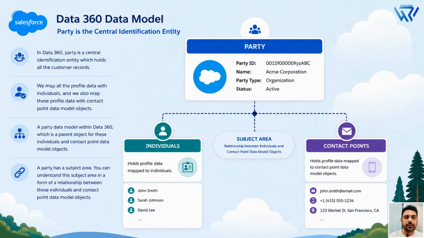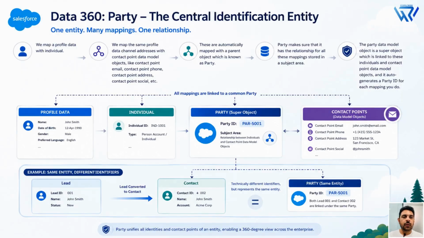A party has a subject area. You can understand this subject area in the form of a relationship between these individuals and contact point data model objects. We map a profile data with individual. We map the same profile data channel addresses with contact point data model objects like contact point email, contact point phone, contact point address, contact point social, etc.